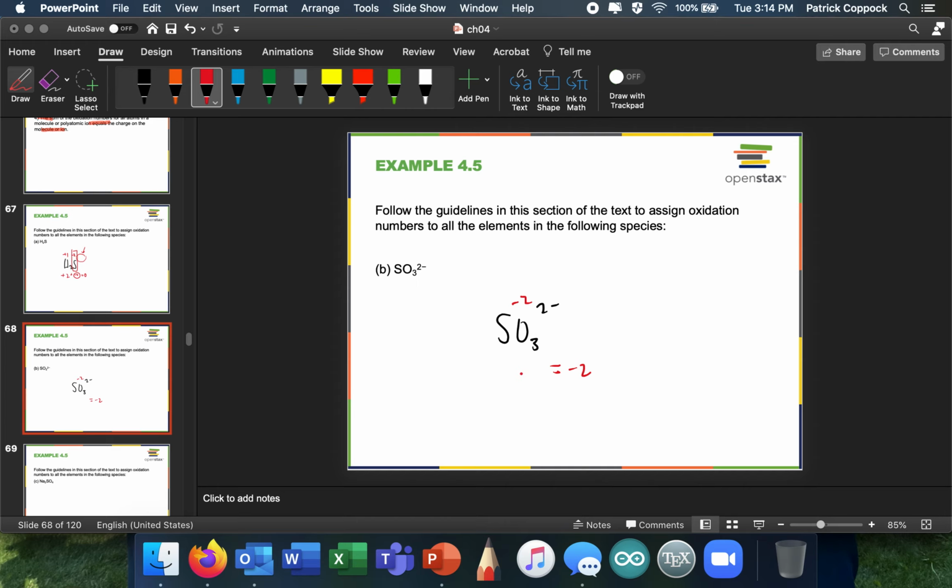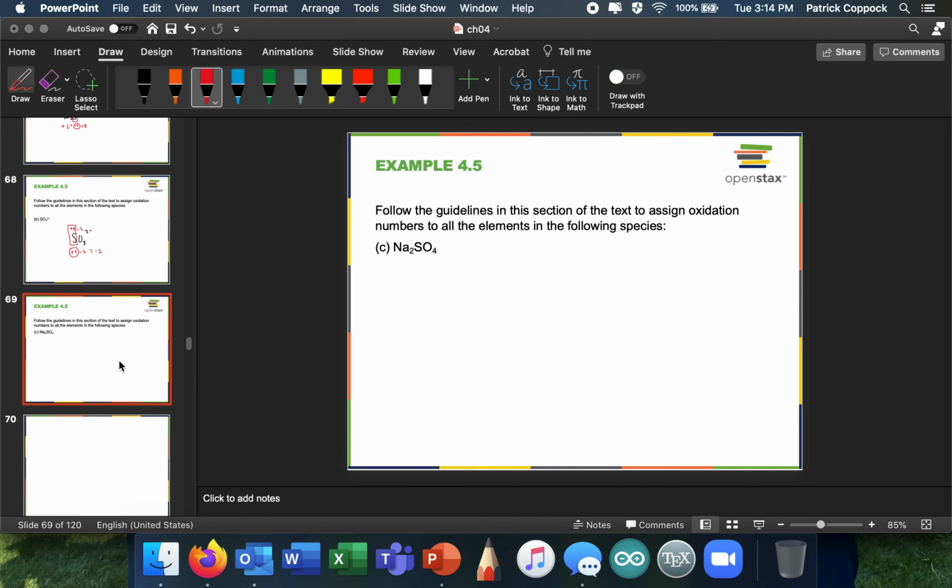There are 3 of them, so -6 total. What plus -6 gives you -2? Looks like that's going to be +4. There's only one sulfur atom, so this must be +4. And that is it. Amazing. All right, let's do one more example, and then we'll go back to the oxidation reduction conversation.